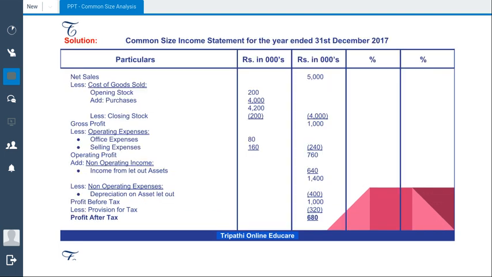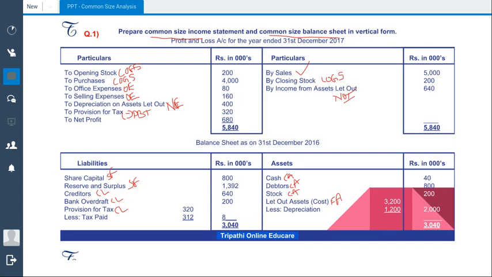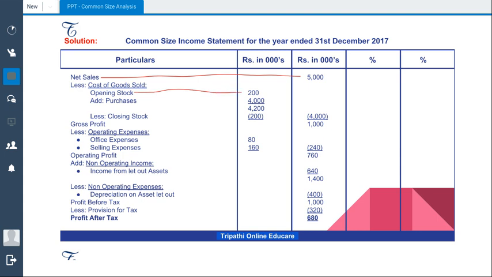So we will prepare common size income statement in vertical form. In this, the first item that we are taking is sales, 5,000. Then we'll go back to the question. There are 1, 2, 3 COGS. First is opening stock 200, second is purchase 4,000, third is closing stock 200. Now this closing stock will be subtracted in COGS. So you can see the solution. Under cost of goods sold, we have taken opening stock 200, purchase 4,000. So total comes to 4,200, and then we have subtracted closing stock 200 from this total of 4,200. So finally we got 4,000.